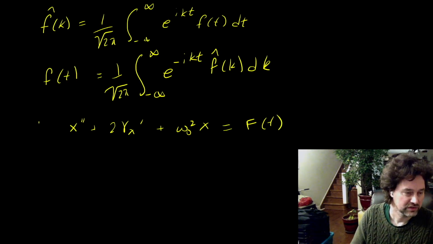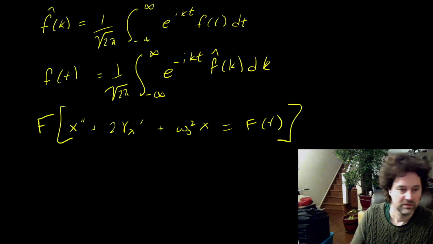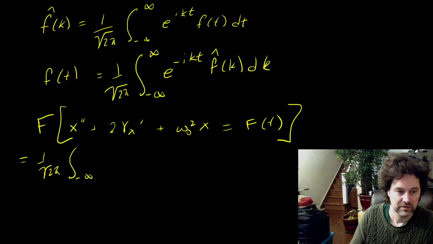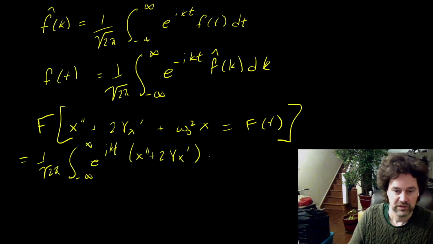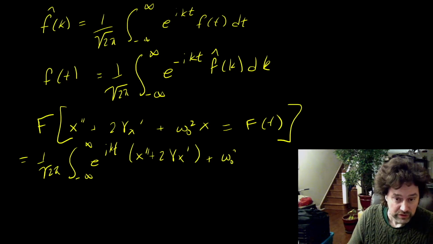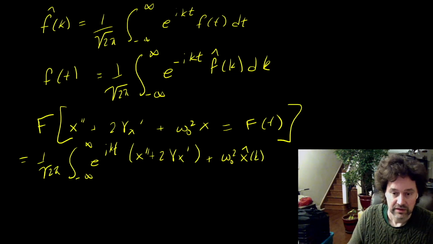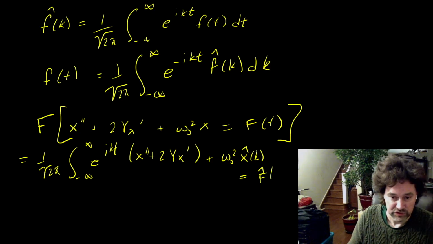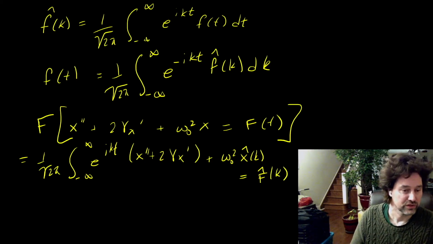And we Fourier transform all of this, which means we have 1 over root 2 pi e to the, and for the Fourier transform we're using plus ikt, of x double prime plus 2 gamma x prime plus omega naught squared x. That is just going to be omega naught squared times x hat of k, and if I'm Fourier transforming our forcing function, it will just be the Fourier transform of the forcing function. So we have to do something with our derivative terms in order to put them in terms of x hat of k. So let's do that.